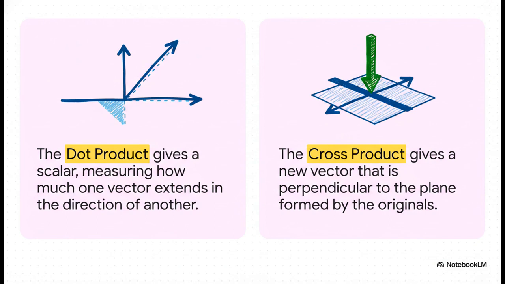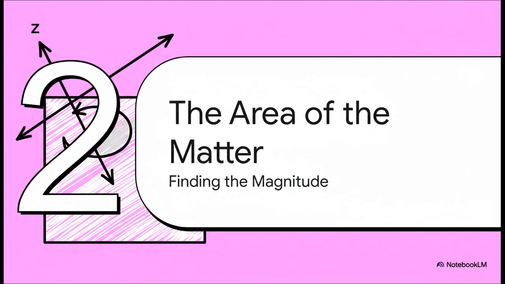But the cross product, that's a whole different ballgame. It doesn't give you a number. It gives you a brand new vector, a third vector with its own length and its own direction. And believe me, that is a huge deal. So if the cross product gives us this whole new vector, what is that vector all about? Well, it's really defined by two key things.